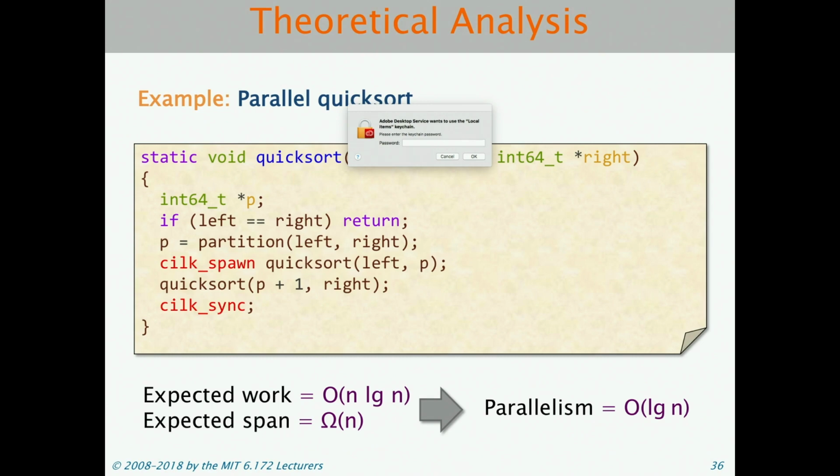In order to get more parallelism in this algorithm, you have to parallelize this partition function, because right now I'm just executing this sequentially. But you can actually write a parallel partition function that takes linear work and order log n span. Then this would give you an overall span bound of log squared n. And if you take n log n divided by log squared n, that gives you an overall parallelism of n over log n, which is much higher than order log n here.